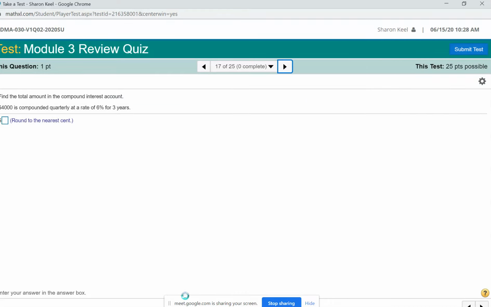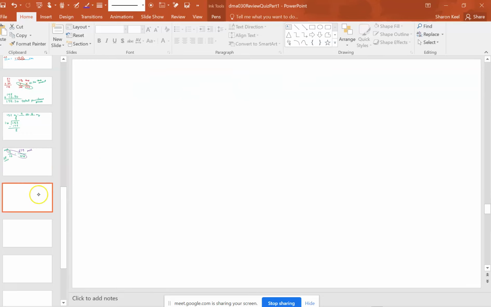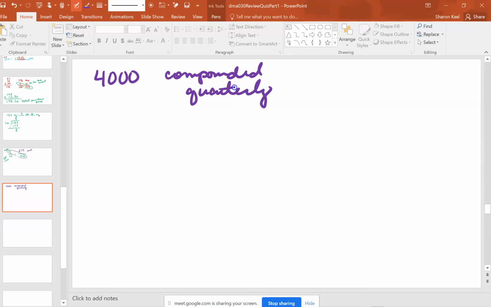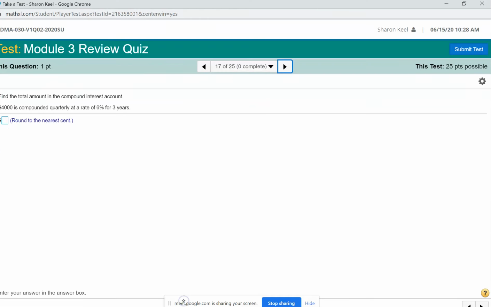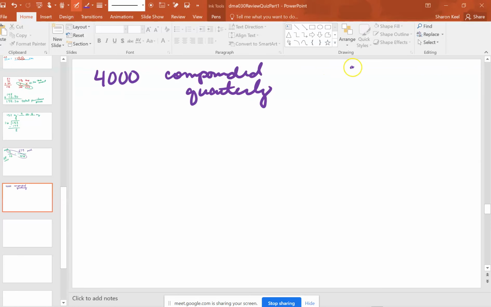Find the total amount in the compound interest. So we have $4,000 compounded quarterly. And we also have 6% for 3 years. If something's compounded quarterly, we would use the number 4. The 6% divided by 100, we're going to use the decimal 0.06.